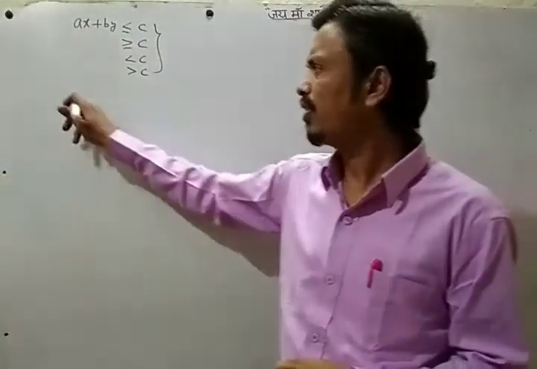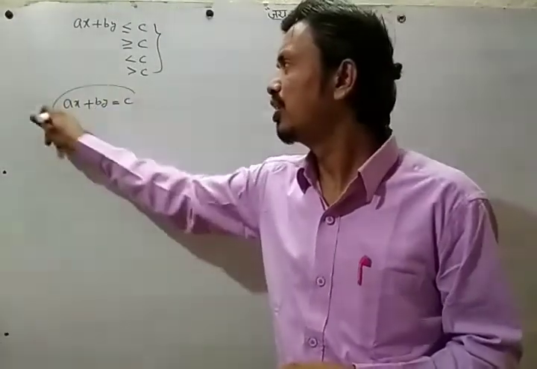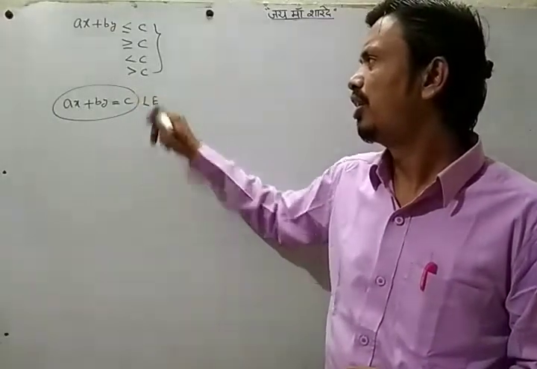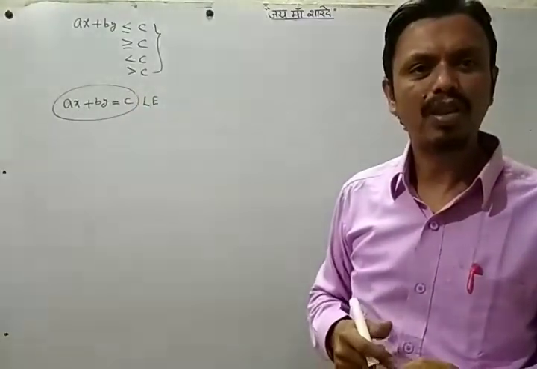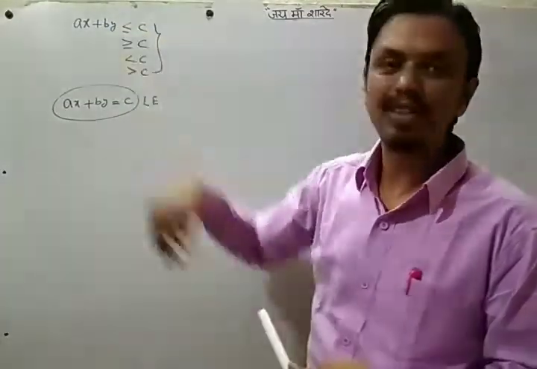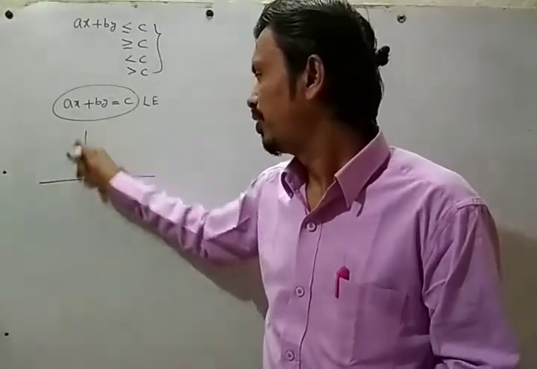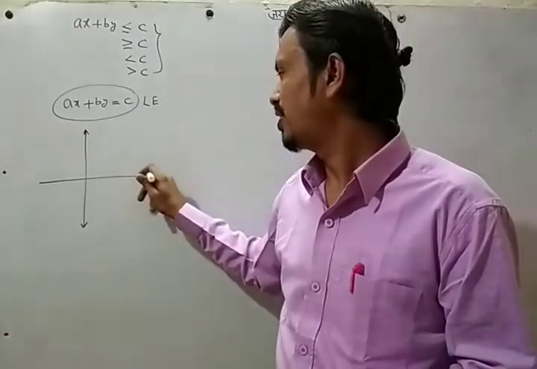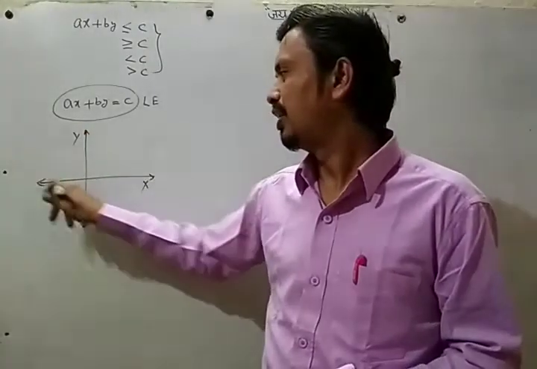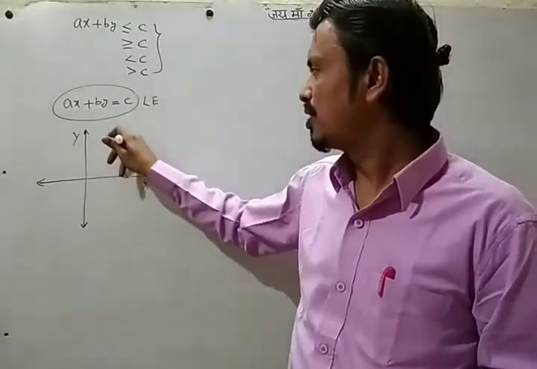Okay? We know that the graph of any linear equation will be a straight line only. Then what will be the graph of inequations? That we will see. First of all, these are our x and y axis. If we draw one line, maybe vertical, horizontal, non-vertical, anything, what happens?